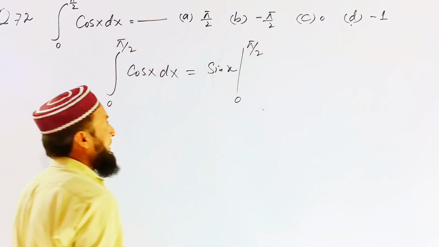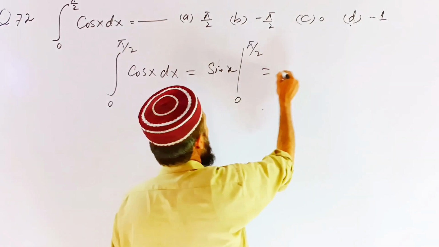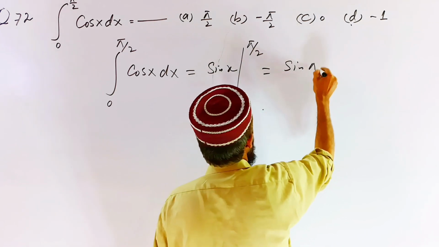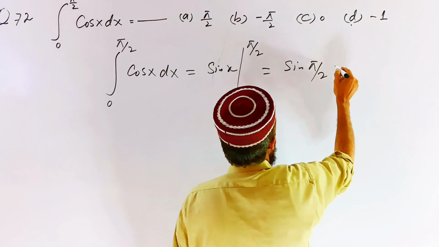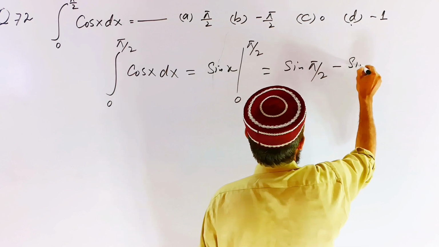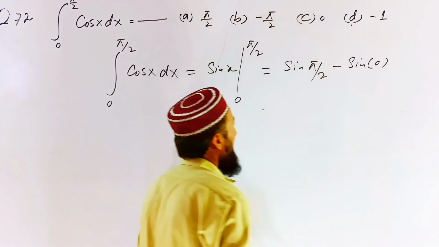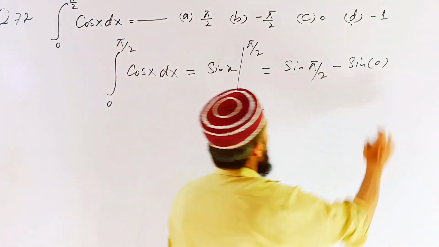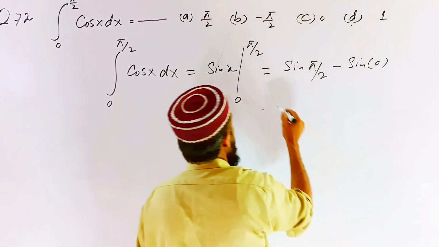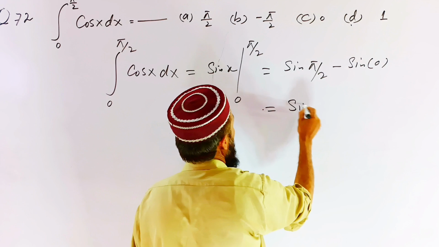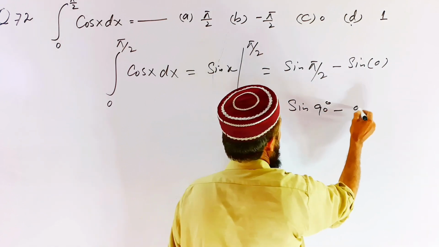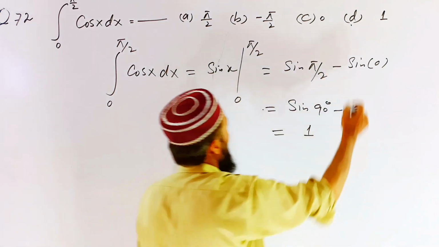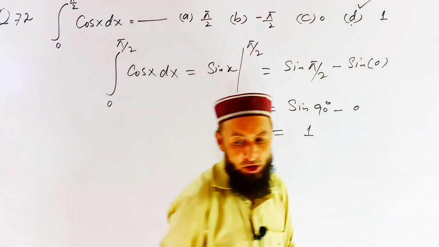Because we are applying limits, we get sin pi by 2 minus sin 0. Sin 90 is equal to 1, and sin 0 is equal to 0. So the result is 1, and the correct option is D.